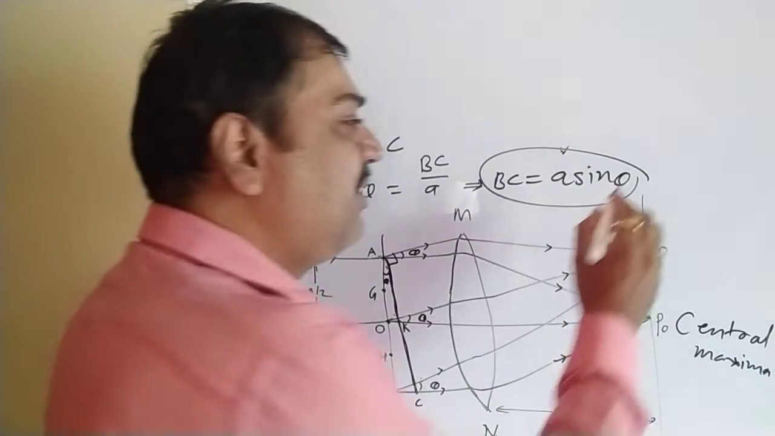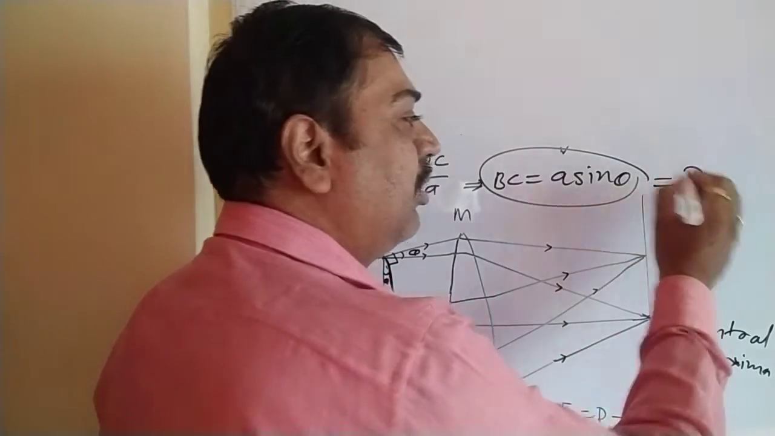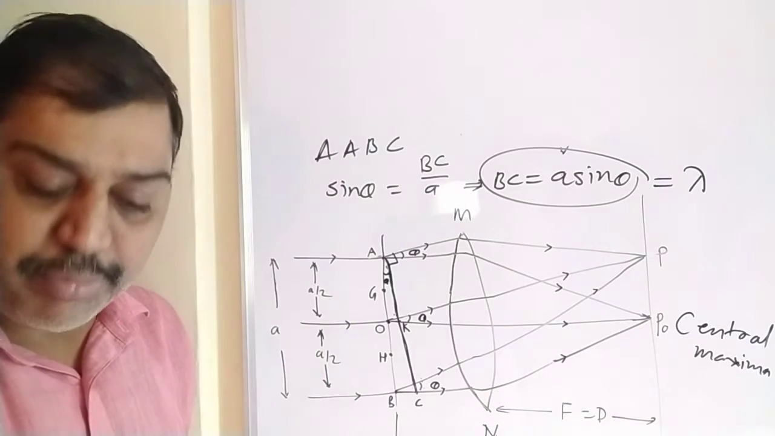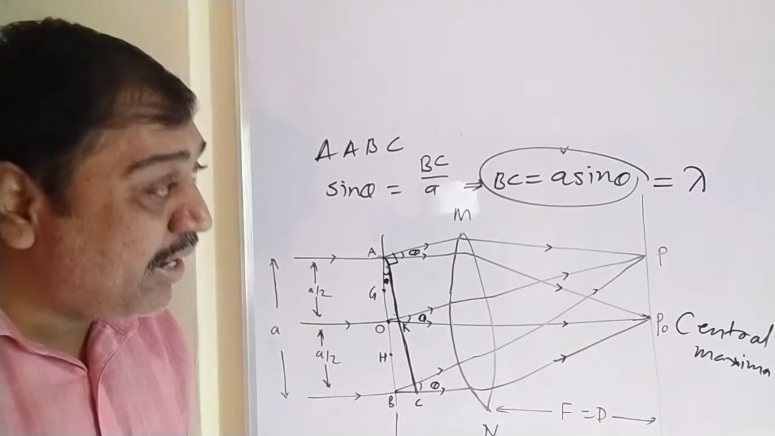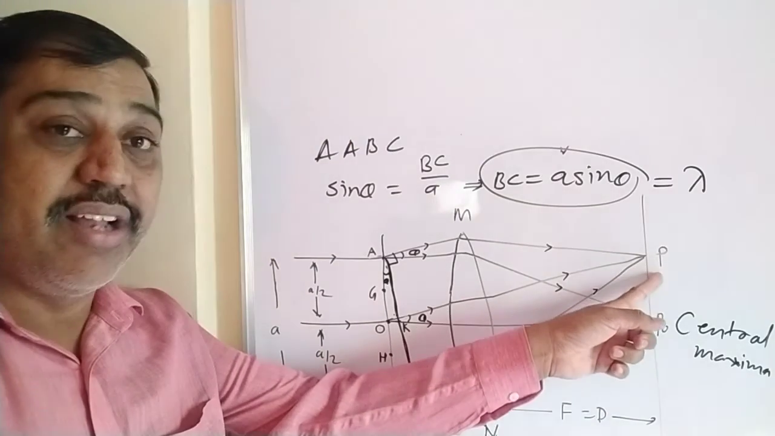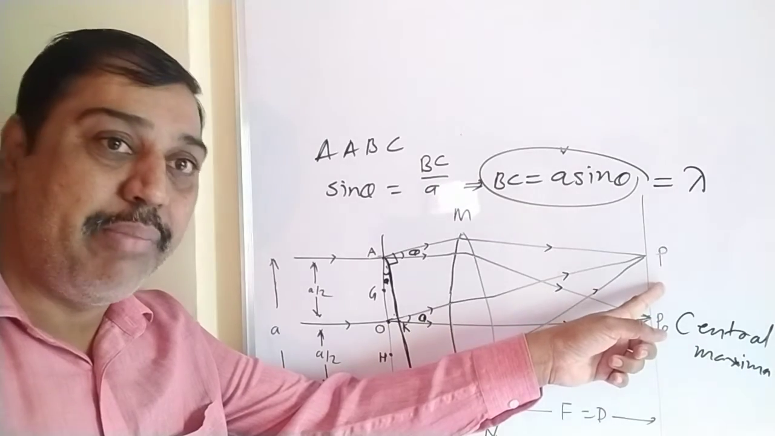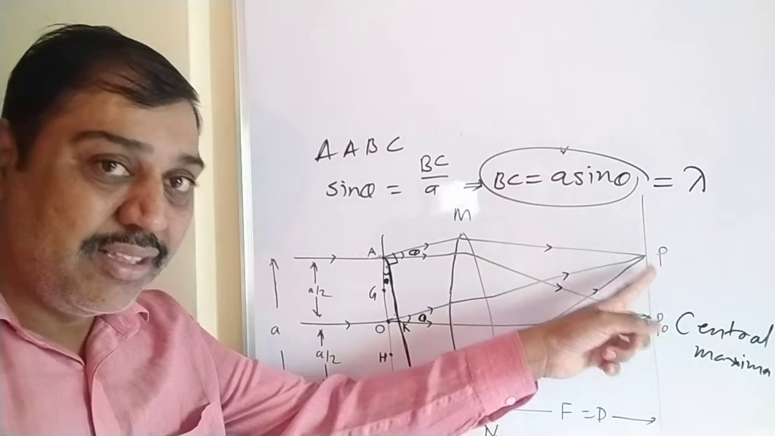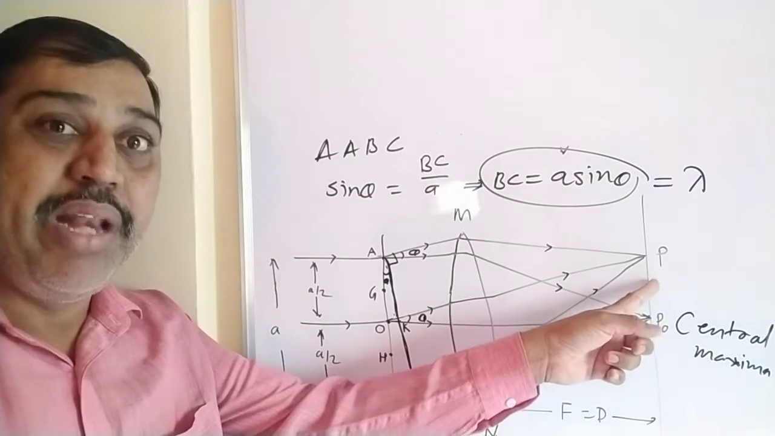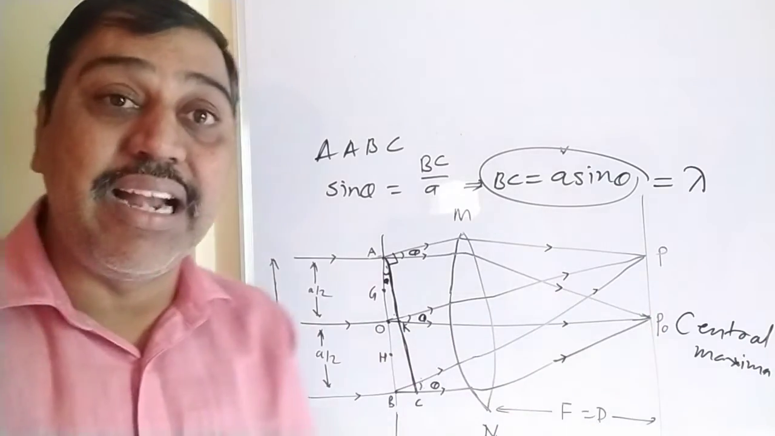Let us consider it is equal to lambda, suppose. Okay. Then here this point P is a minimum intensity point. If it is a minimum intensity point, what does it mean? It is a dark point, minimum intensity, or we can say it as secondary minima.